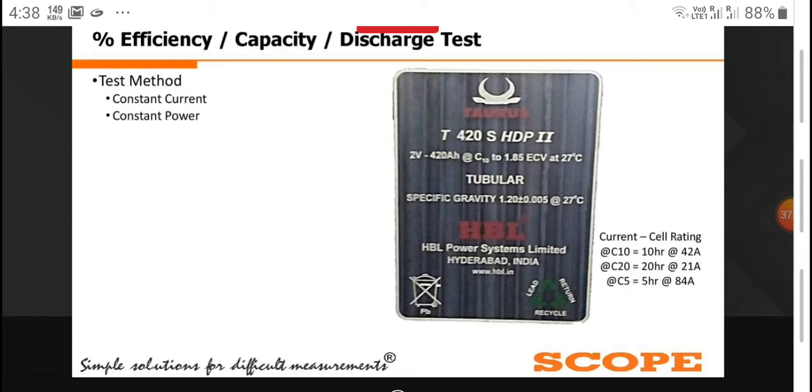IEEE has also mentioned the constant power mode. Some of the manufacturers are also giving the constant resistance method, but IEEE has not said anything about this test method. So that is why, as per the IEEE guidelines, constant current is the best and proven method to carry out the battery discharge capacity test.